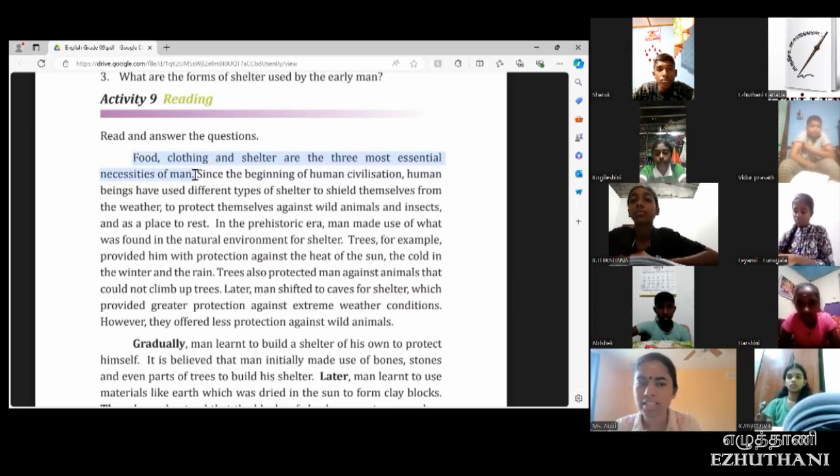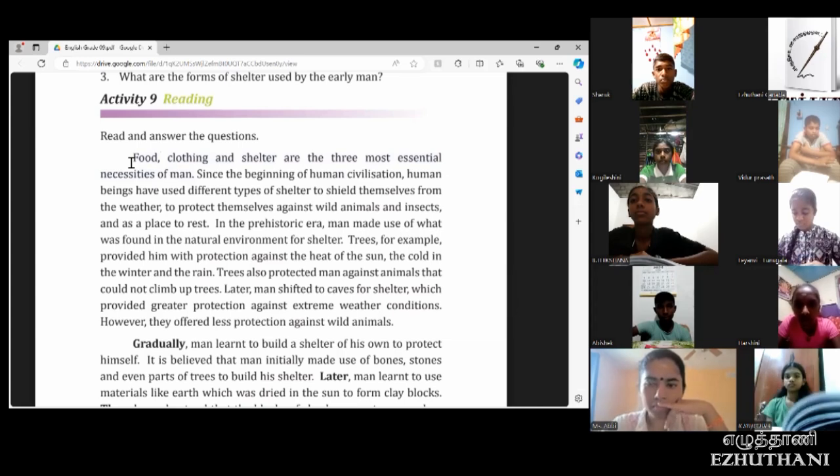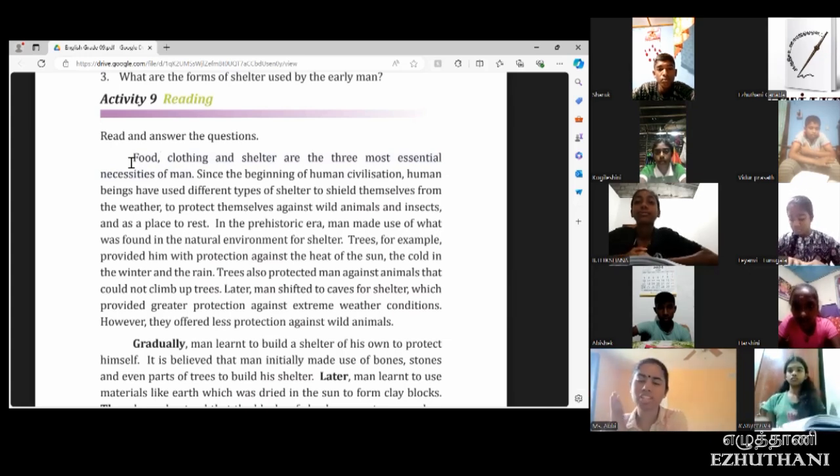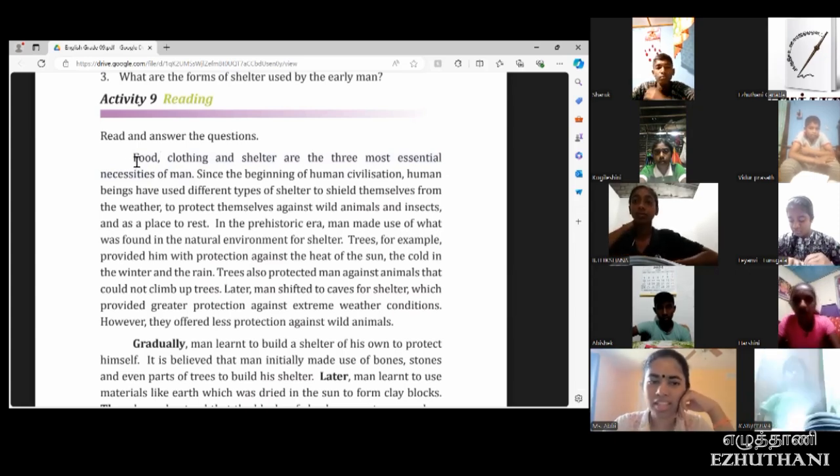Can you try reading this sentence one more time, Harshini? Okay, teacher. Food, clothing, and shelter are the three most... One second. Food, pause, and then clothing and shelter. Read slowly, okay? Okay, teacher. Food, clothing, and shelter are the three most essential necessities of man.